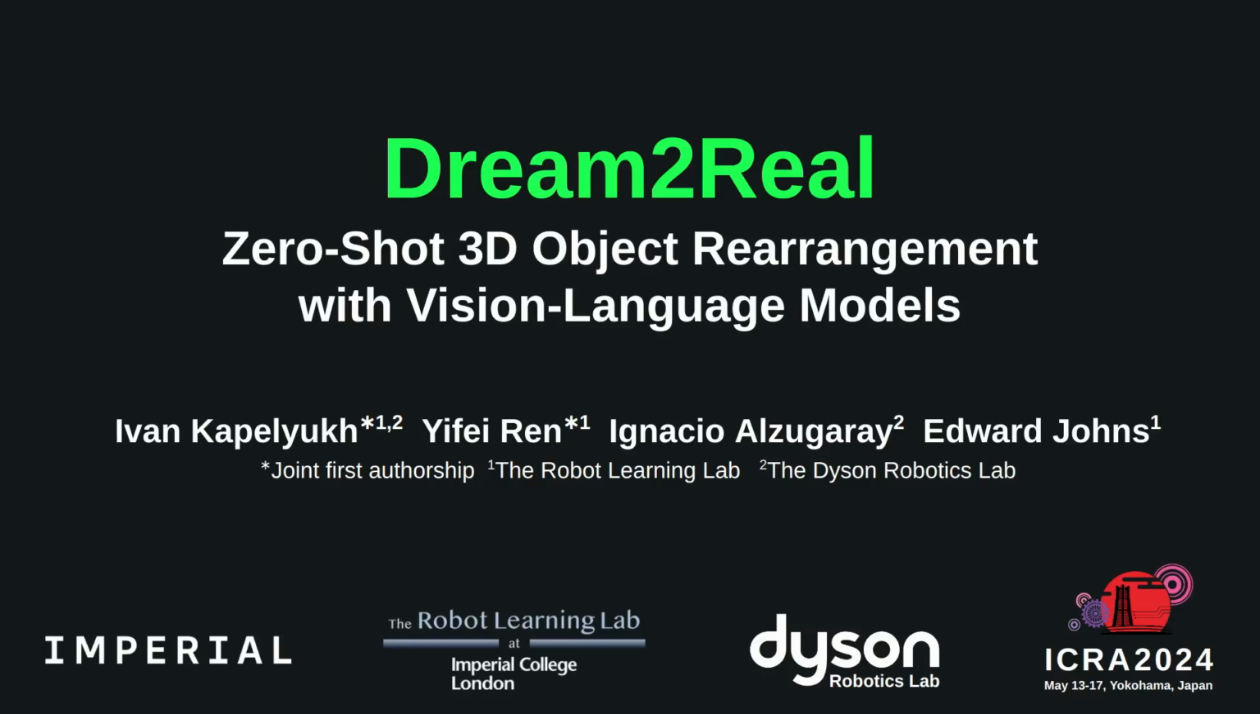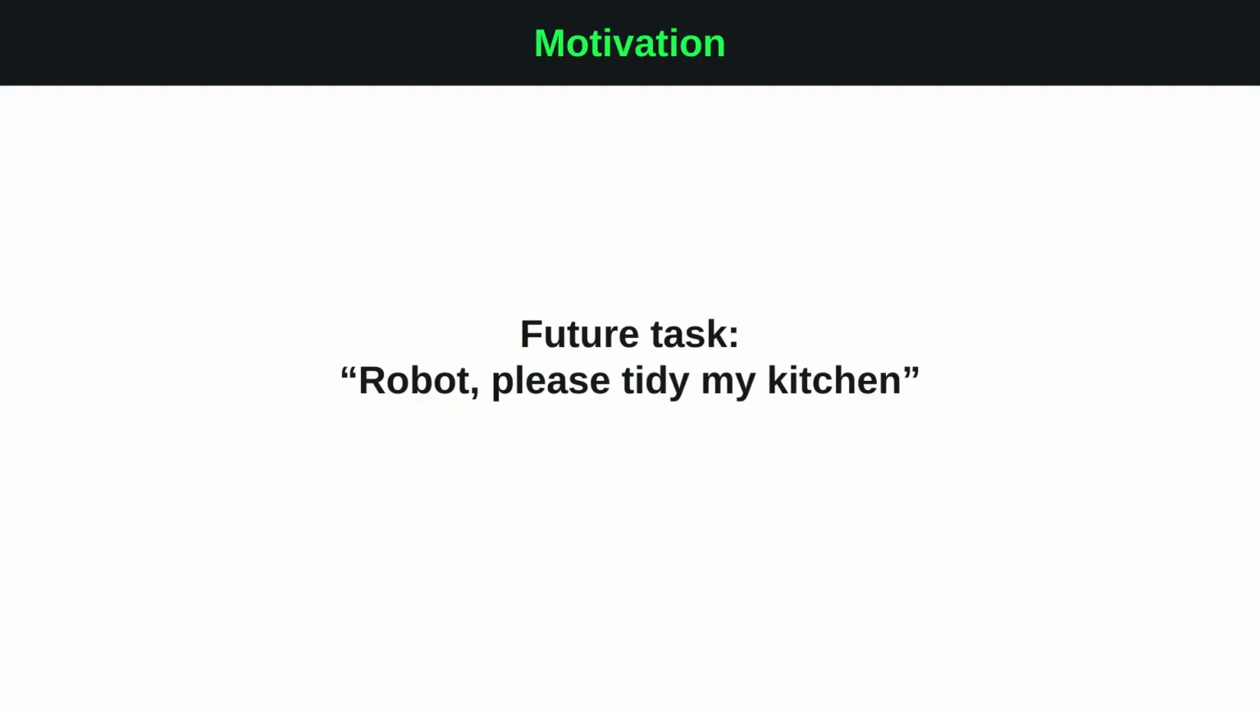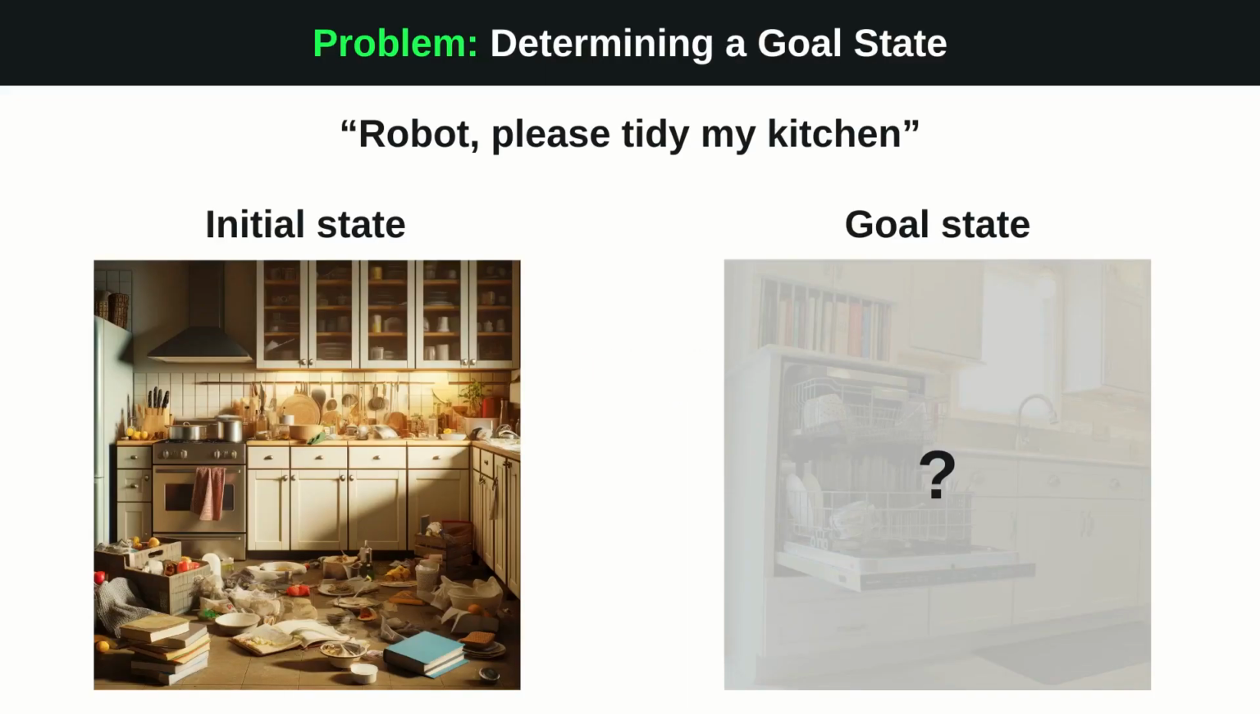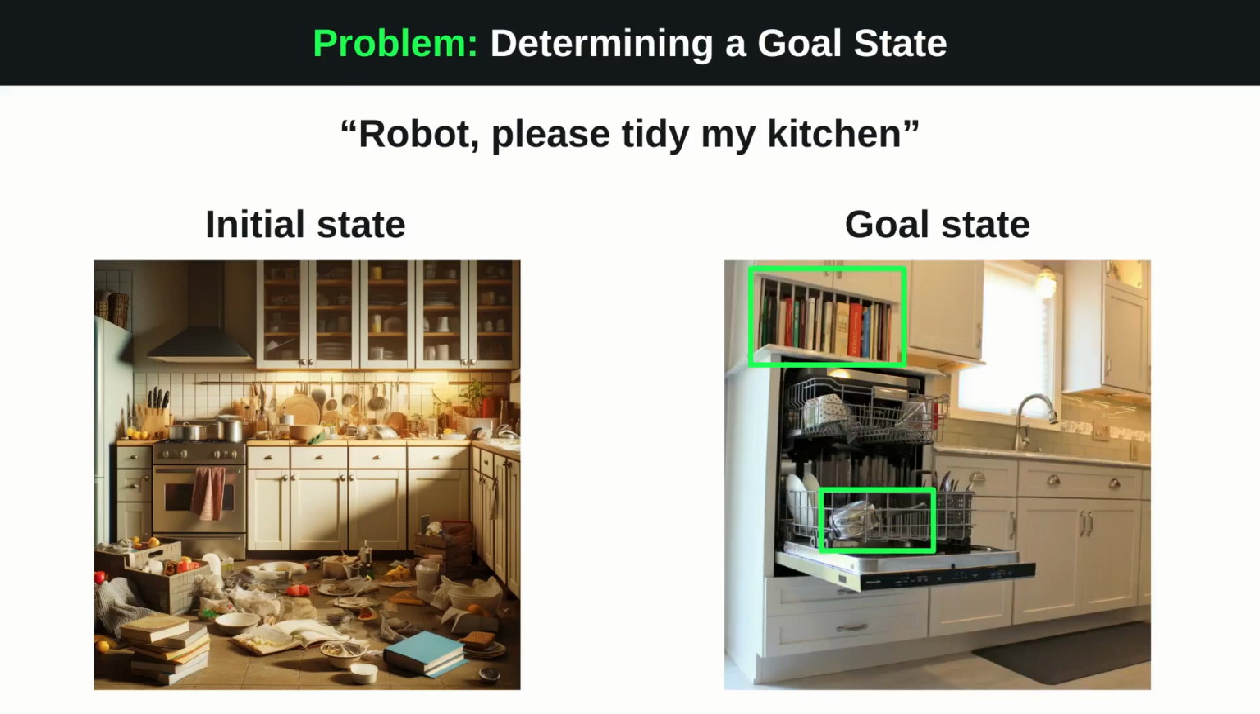Dream2Real allows robots to imagine a 3D goal state for manipulation using vision language models. To motivate this line of work in the long term, suppose you ask a future robot to tidy your kitchen. Before the robot grasps anything, it should probably figure out where each object should go, or what the goal state should be. Determining a good goal state requires following subtle semantic rules which are not explicitly in the user instruction.